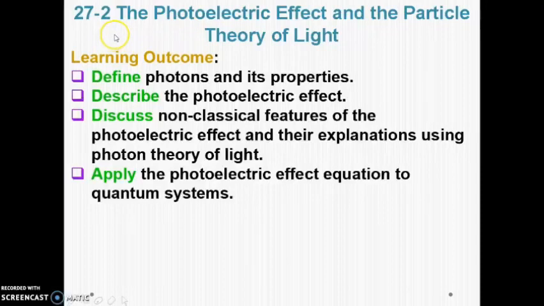Okay, so we continue on 27.2: the photoelectric effect and the particle theory of light. At the end of the lesson, the student should be able to, number 1, define photons and their properties; number 2, describe the photoelectric effect; number 3, discuss the non-classical features of the photoelectric effect and their explanations using the photon theory of light; and the last one, apply the photoelectric effect equation to quantum systems.